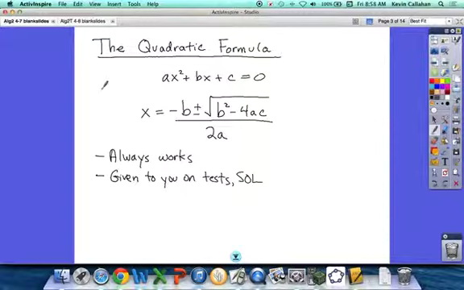If you have your equation and you can identify the value of a, the value of b, and the value of c, then this is the formula you plug them into, and it solves the equation for you.